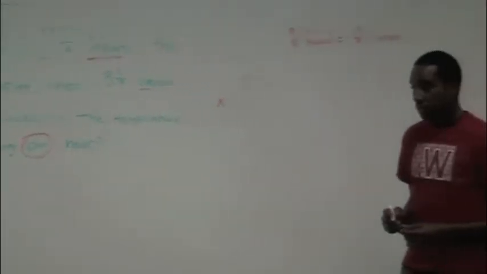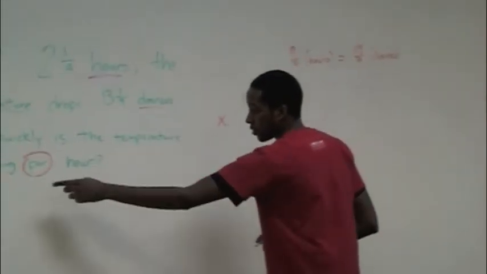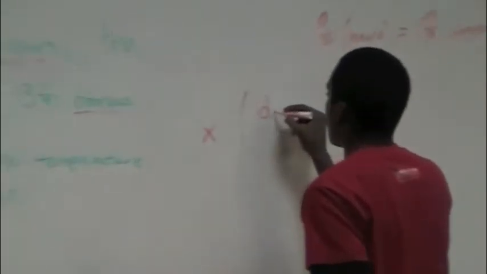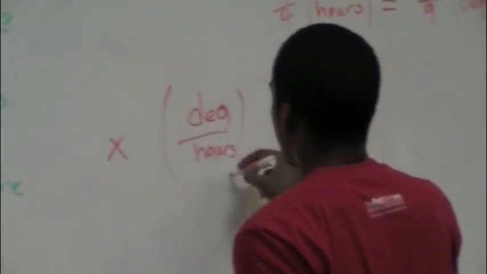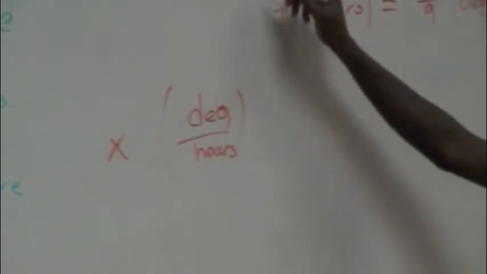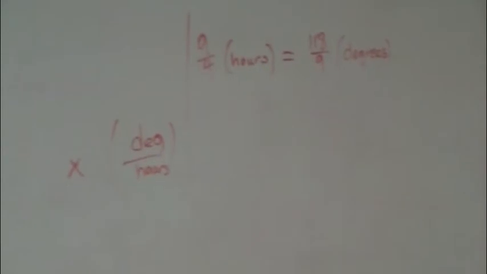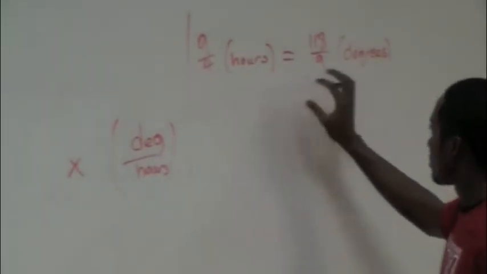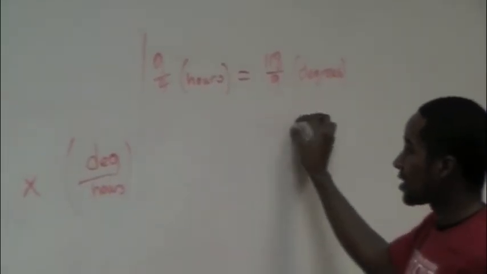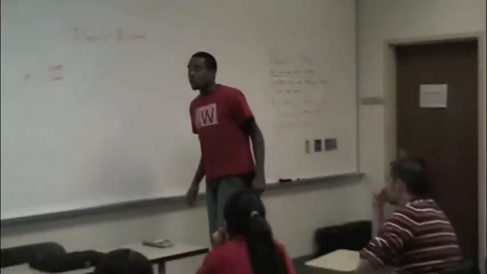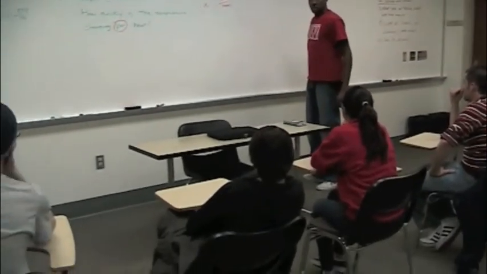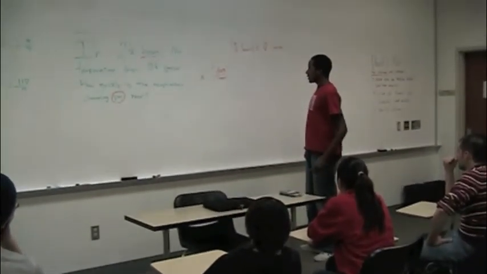Degrees over hours. Very good. Temperature per hour. Degrees per hour. Okay? Now we need to put this x in here somewhere. Let's think about this. We have degrees per hour, we have hours and degrees. We need to put this x on one side of this equation to see what's going to happen. So, does anybody know which side of the equation this should go? The left. Okay, let's test it.